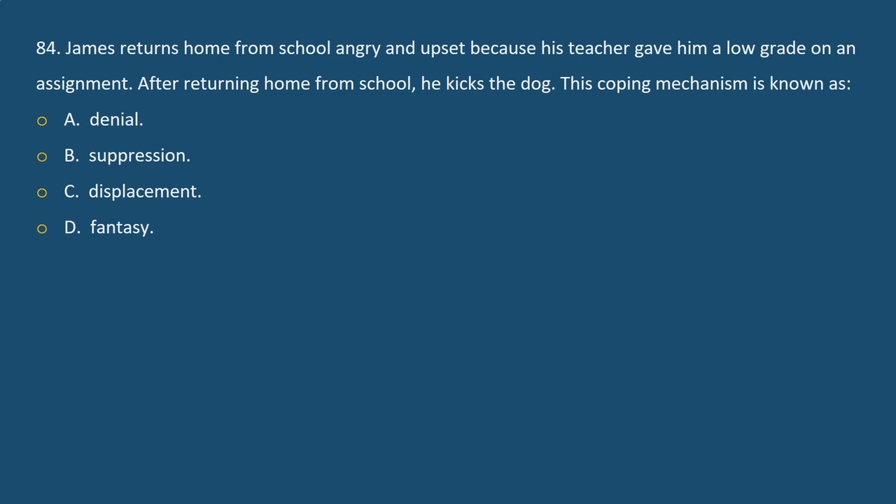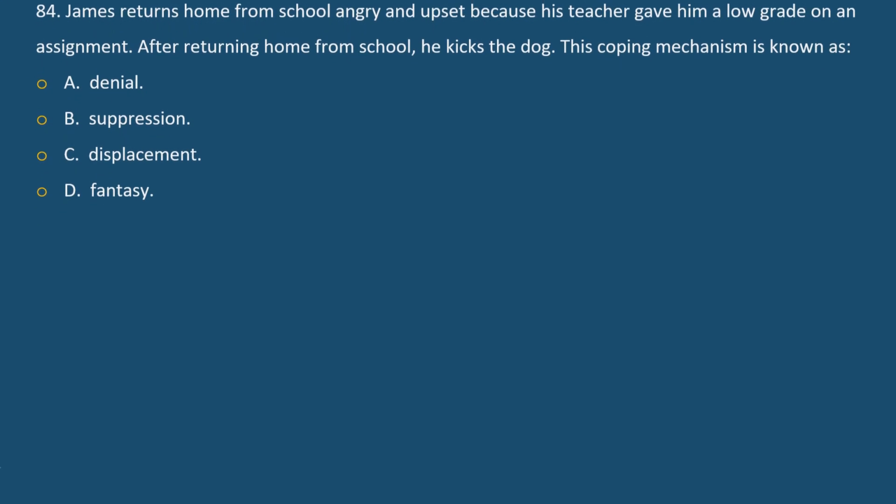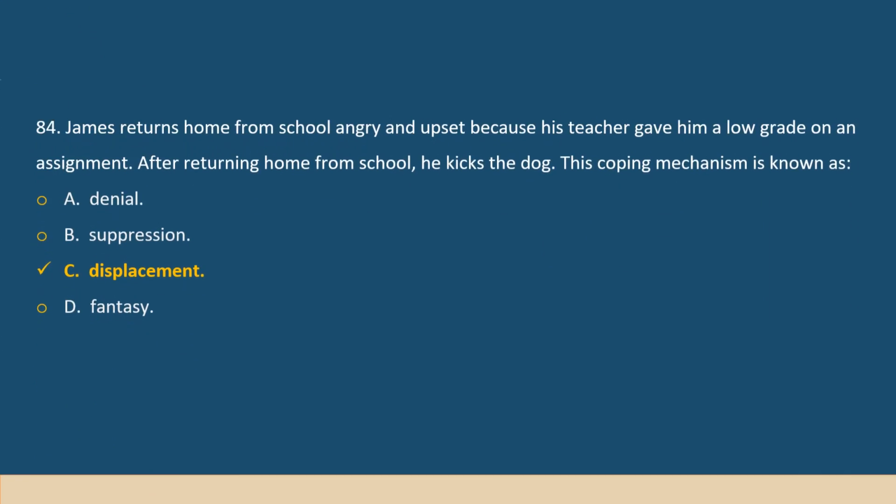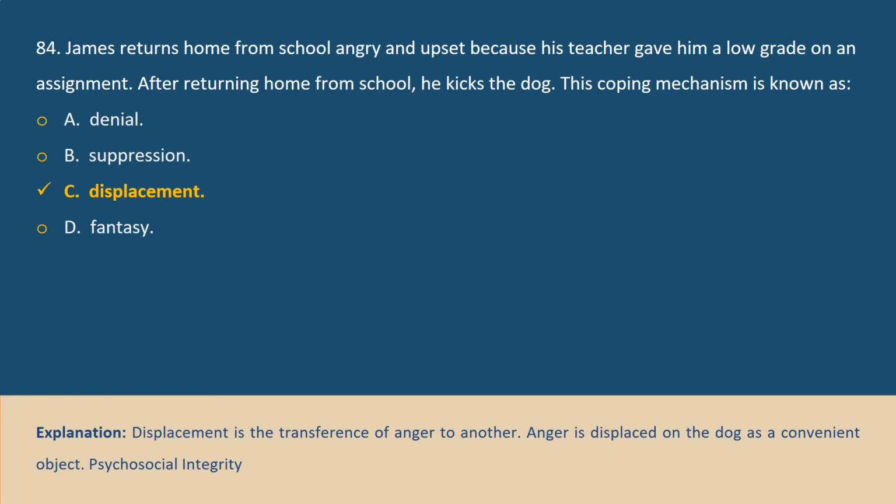Question 84. James returns home from school angry and upset because his teacher gave him a low grade on an assignment. After returning home from school, he kicks the dog. This coping mechanism is known as: A. Denial, B. Suppression, C. Displacement, D. Fantasy. Answer C. Explanation: Displacement is the transference of anger to another. Anger is displaced on the dog as a convenient object. Psychosocial integrity.